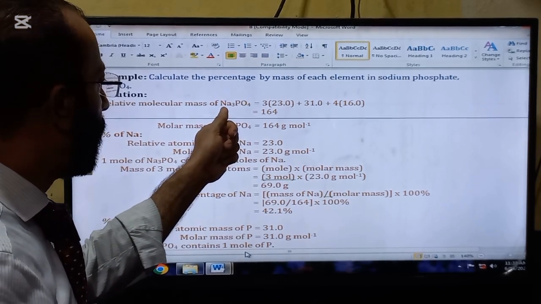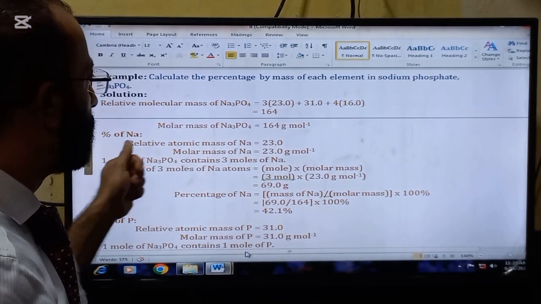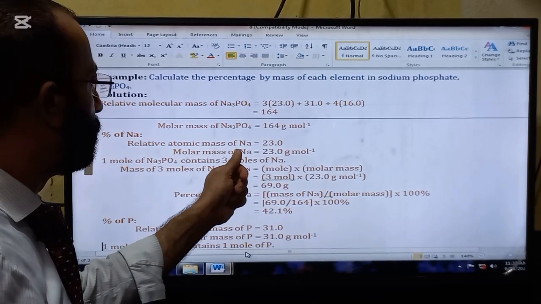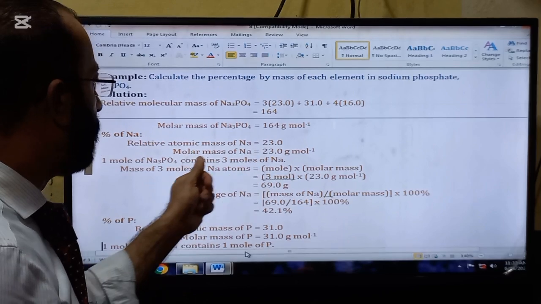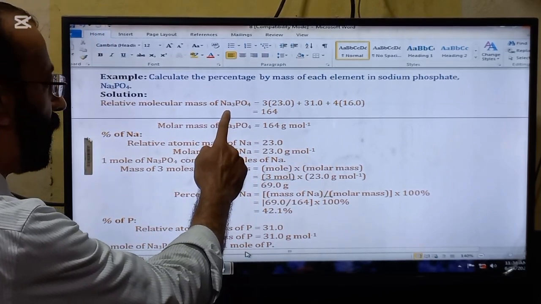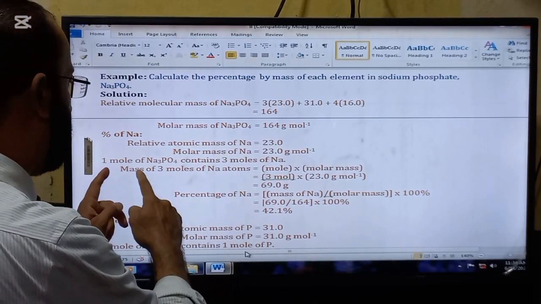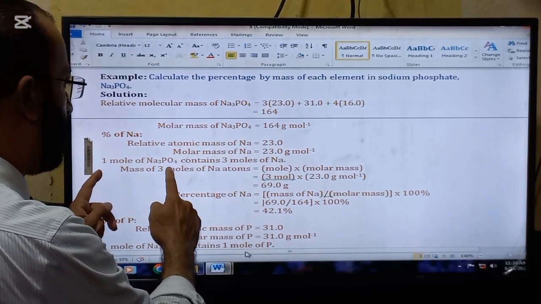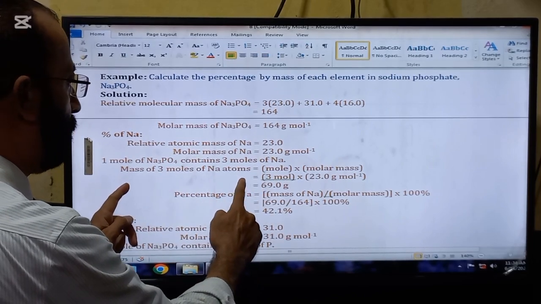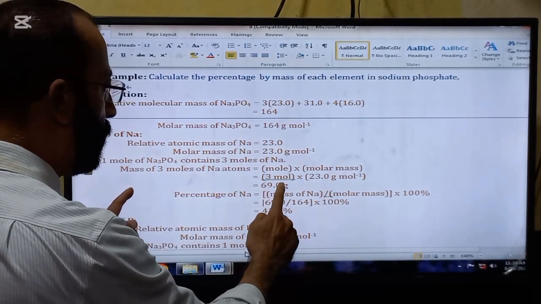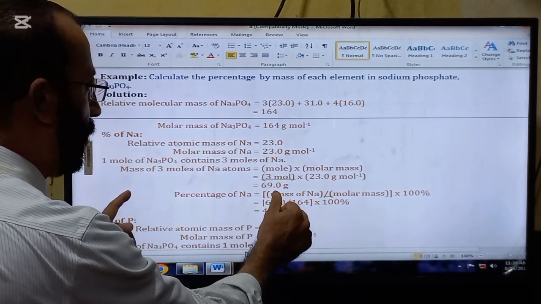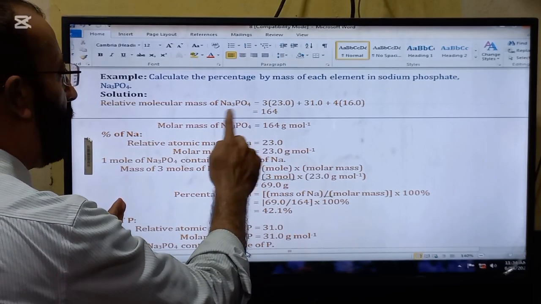Now we are going to find the percentage mass of sodium, because there are 3 atoms. So the first element's percentage mass is going to be found. The same steps will be followed now. Relative atomic mass of sodium is 23. Molar mass of sodium is 23 grams per mole. Because there are 3 atoms of sodium in the compound, 1 mole of Na3PO4 contains 3 moles of sodium. So the mass of 3 moles of sodium atoms will be mole into molar mass. So 3 moles into molar mass 23. So this is the mass of the sodium in the compound.